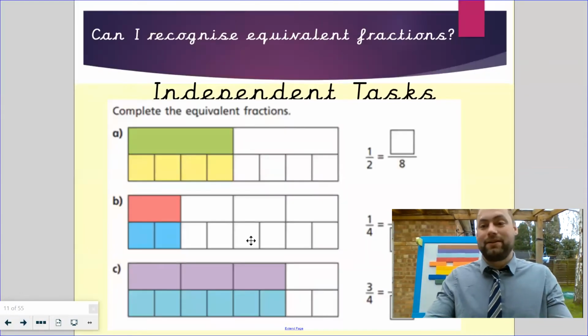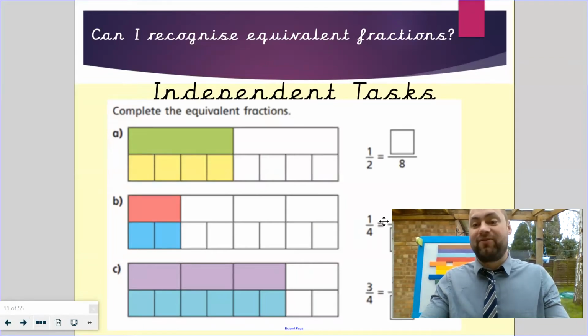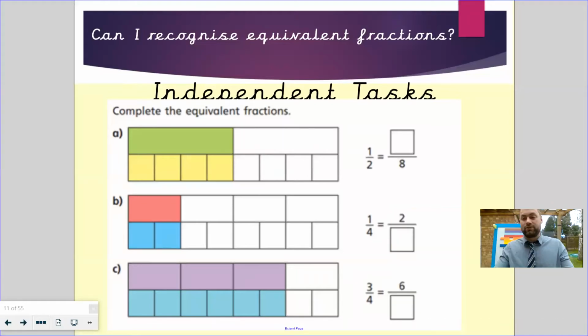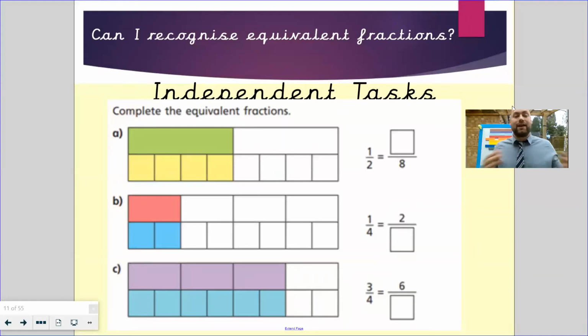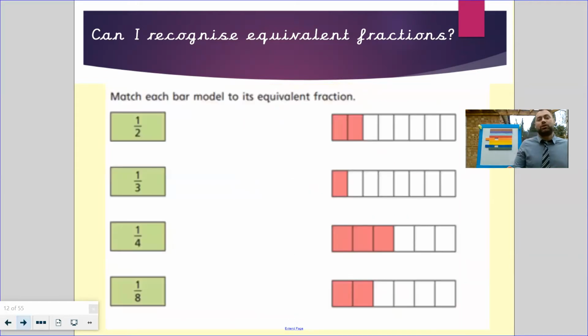Now for today's independent tasks, you need to be doing the following, please. So for task number 1, everyone should give this a go. You should all be able to do it. Make sure you've got resources, if you have them at hand, to help you out. All you need to do is write down the equivalent fraction for each of these pictures. Task number 2 is simply you need to draw the pictures out, and then you either draw the arrows or you can just label which bar model represents its equivalent fraction.